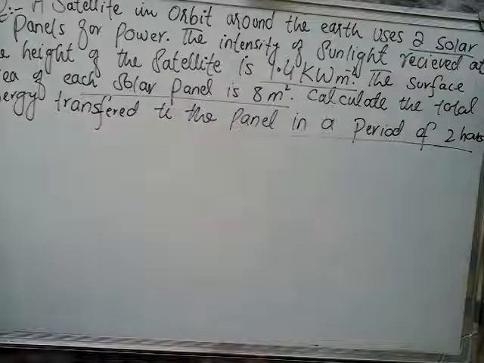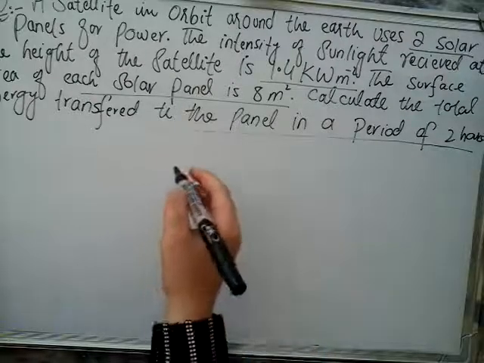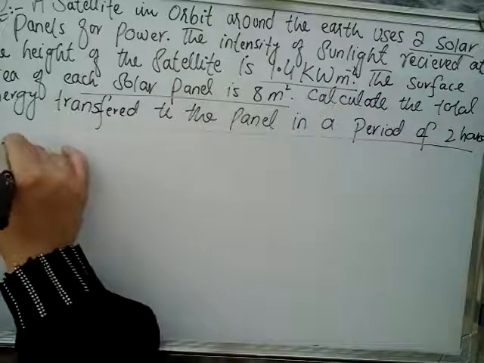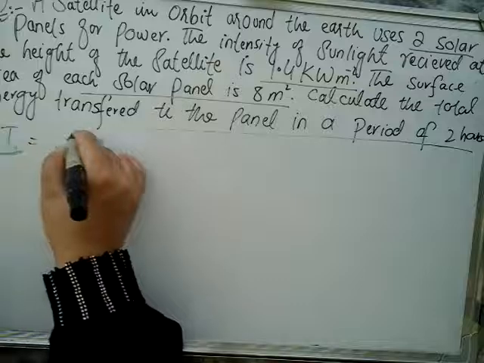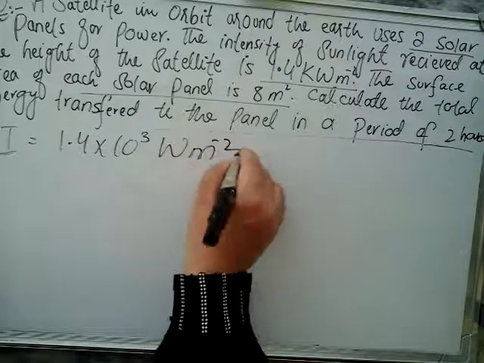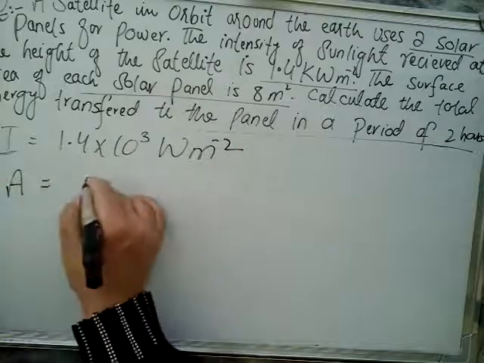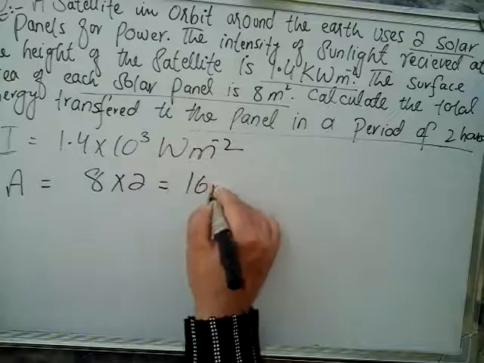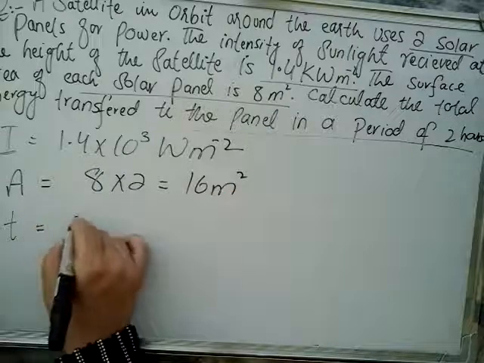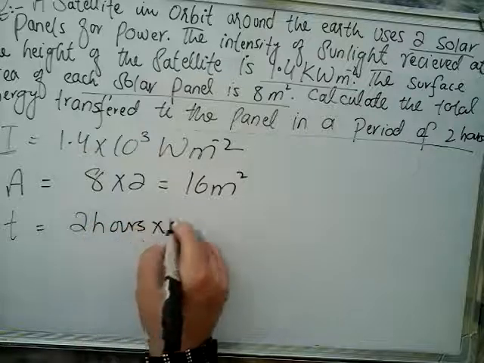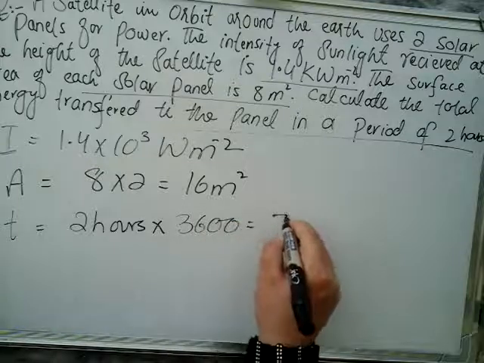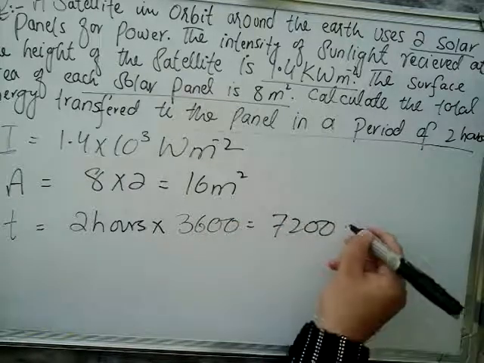Total energy. So for the two solar panels, 1.4 kilowatts we have to convert into watt. So intensity is equal to 1.4 into 10 raised to power 3 watt per meter square. And area is equal to two solar panels, 8 into 2, which comes out to 16 meter square. And the time is equal to 2 hours. We have to convert this into seconds, so multiplied by 3600, it is equal to 7,200 seconds.